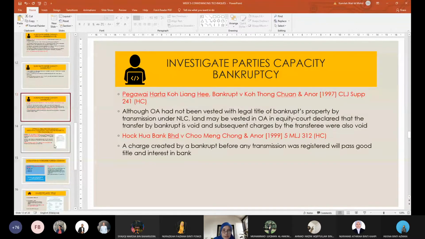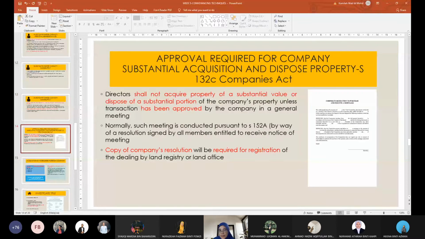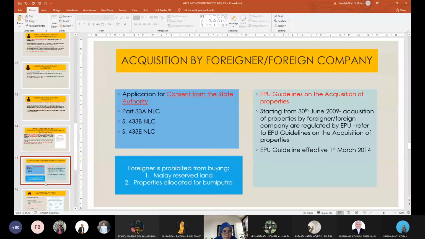Okay, so you can look at this. For a company, for substantial acquisition and disposal of property, it must be approved by the company in a general meeting. So if they want to buy property as a company or sell property, they must have a board resolution allowing the purchase or disposal of the property. So we must check this too if our client is a company.